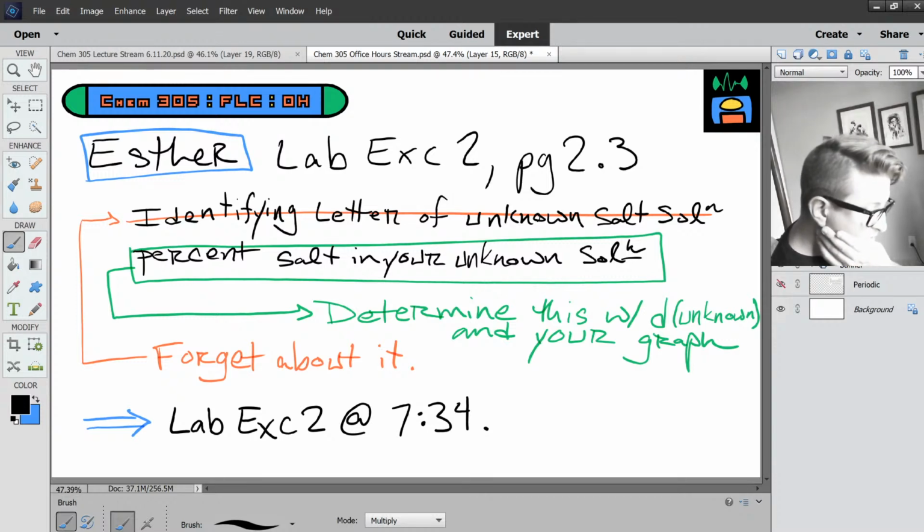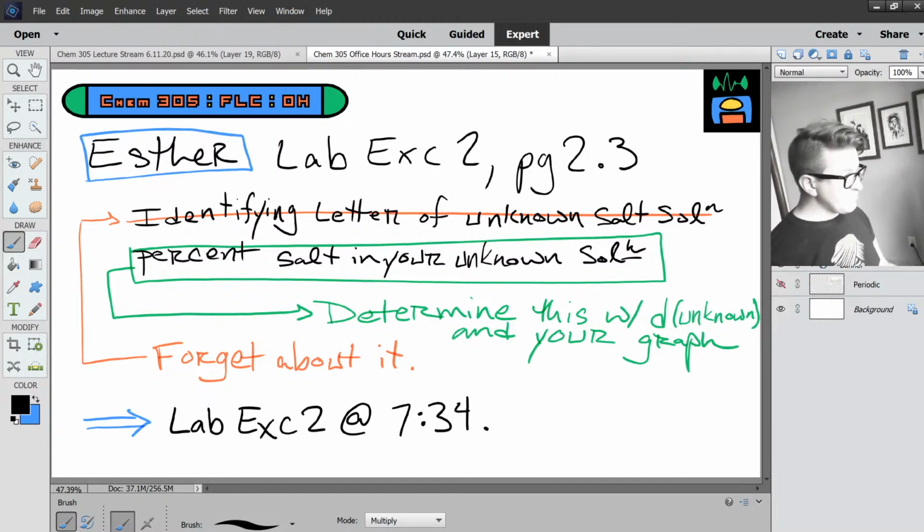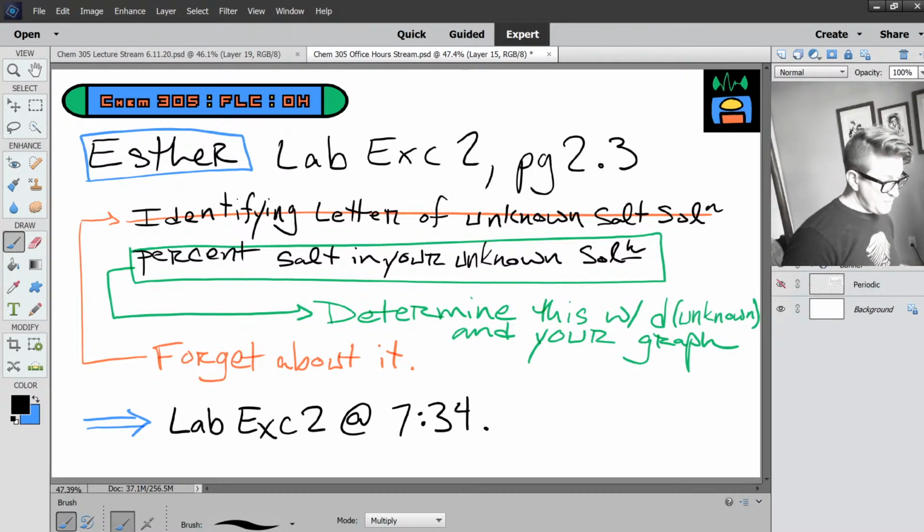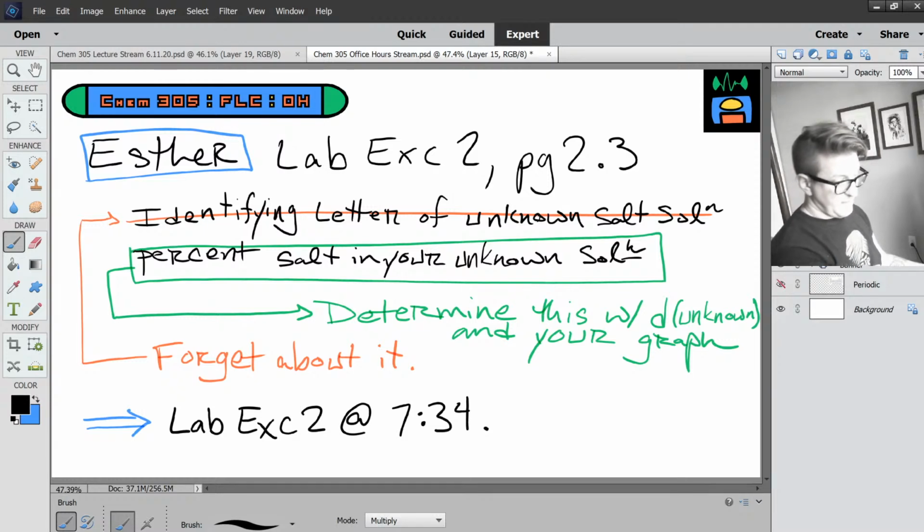Okay, let's see. Should the percent... honestly, with the lab 2 question, I don't actually know, mostly because I haven't run through the calculations myself. Okay, let's see. Hop back a little bit.